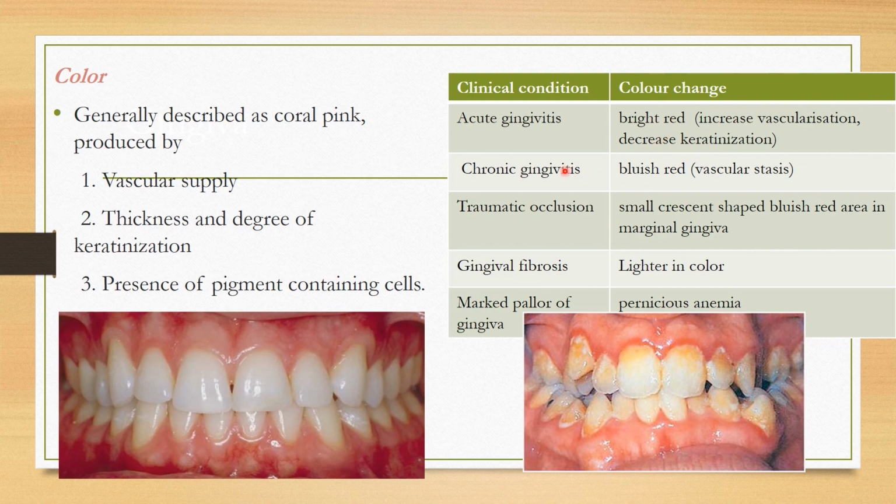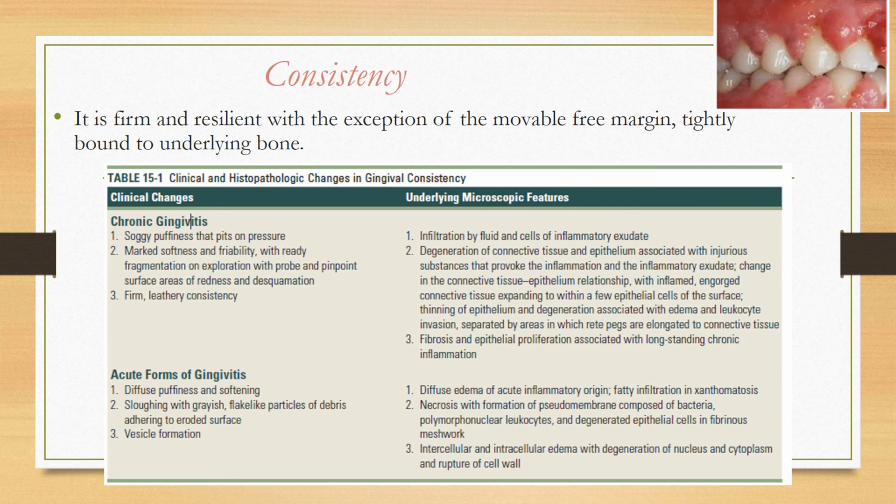And for the established stages of gingivitis, you can write bluish. Also for pigmentation, normal pinkish with brown melanin pigmentation can be seen in some patients. So coming to the consistency, that is the second most important finding that should be noted.